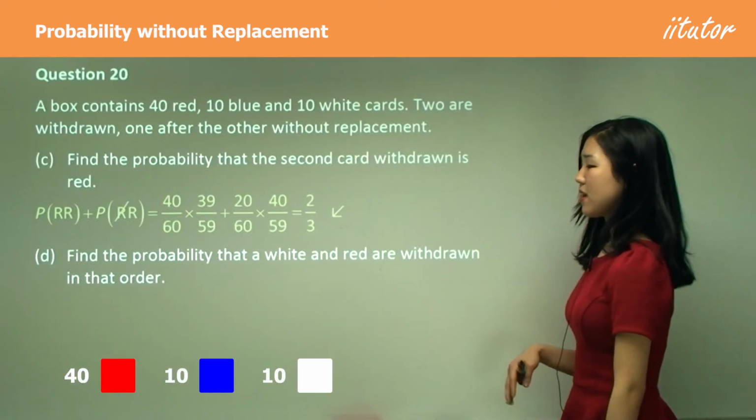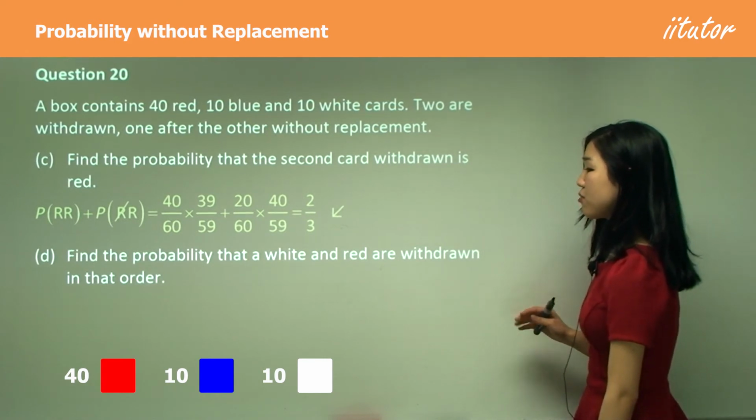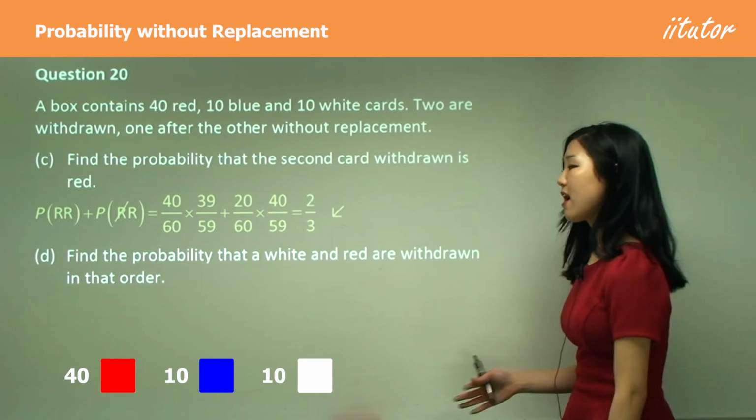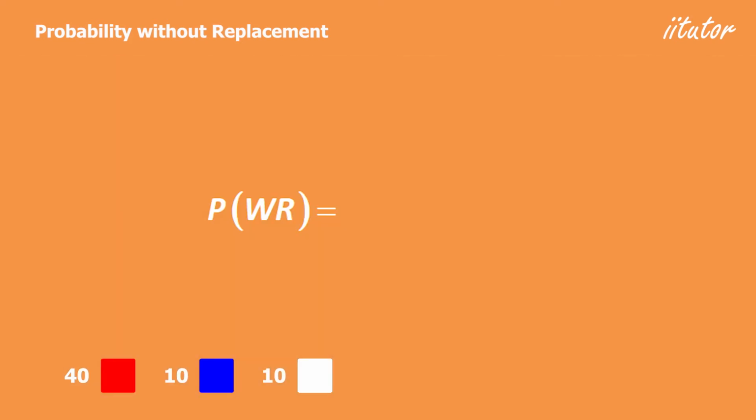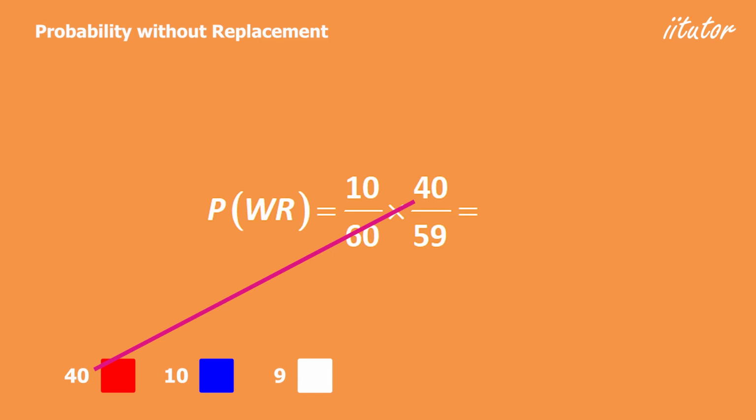D. Find the probability that a white and a red are withdrawn in that order. So we must have white first and red next because that's what the order wants. In white there's 10, so 10 out of 60 for the white pick. Now there's 40 red, so 40 out of 59 because it's 1 less. We've already picked one, so there's 59 left. And calculate it to get 20 over 177.